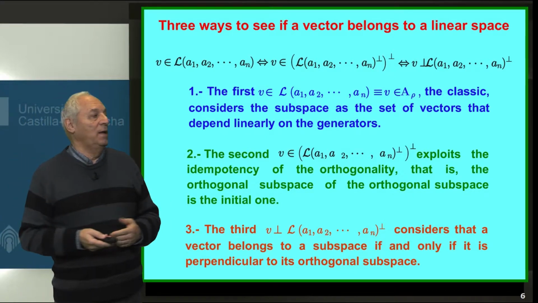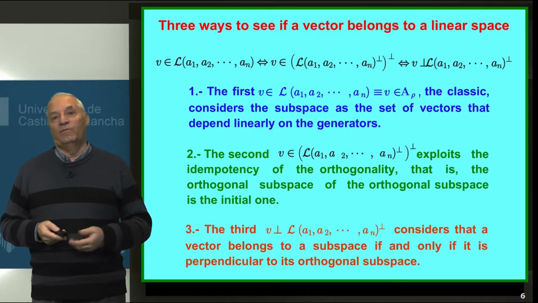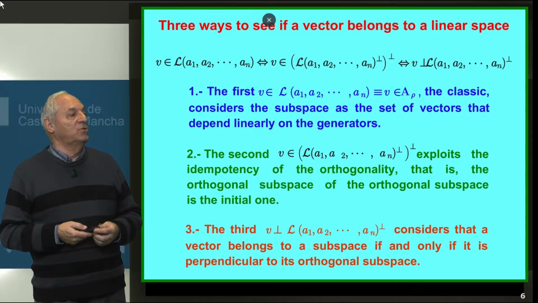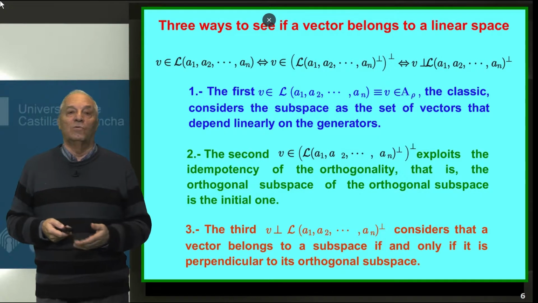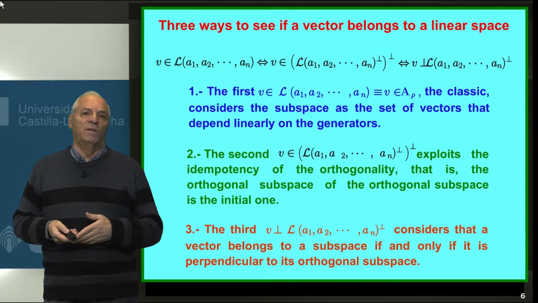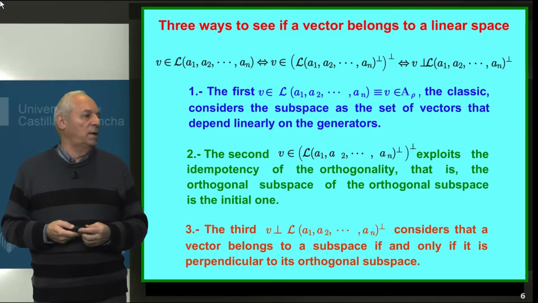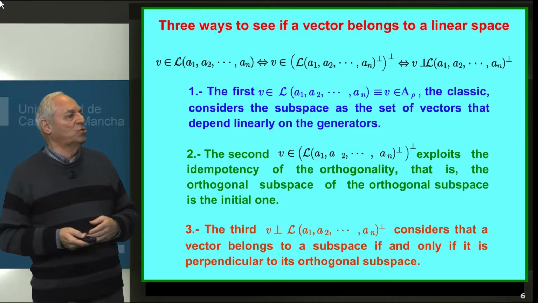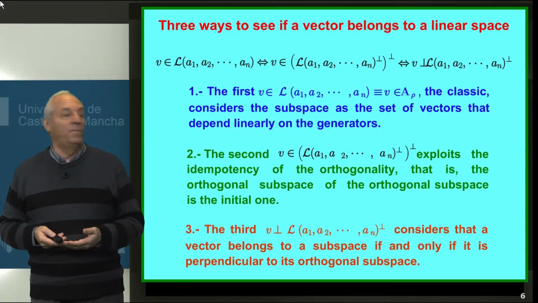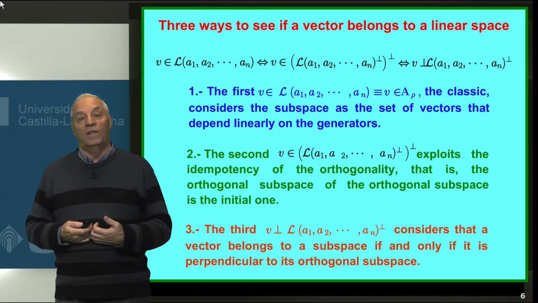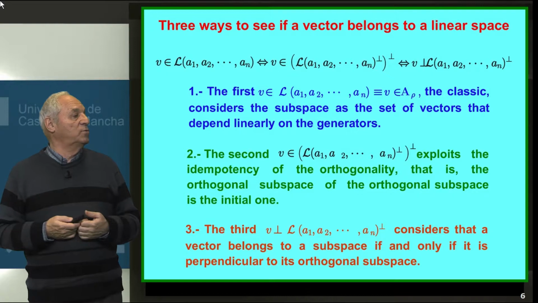The first, which is the classic, considers the subspace as the set of vectors that depend linearly on some generators or basic elements. In the second, the property of idempotence has been exploited, and we have seen that a subspace is the orthogonal to its orthogonal. In the last one, a vector belongs to a subspace if and only if it is perpendicular to its orthogonal space.